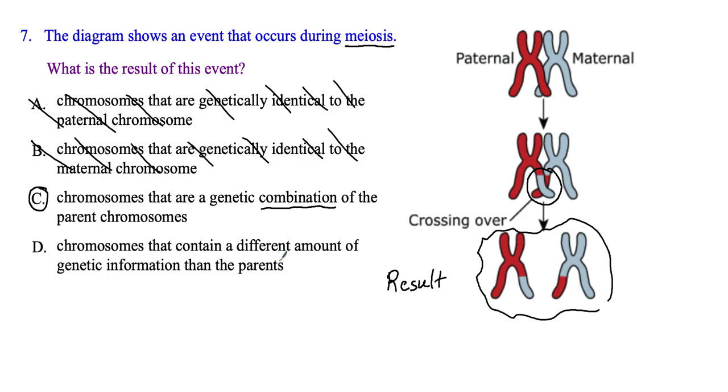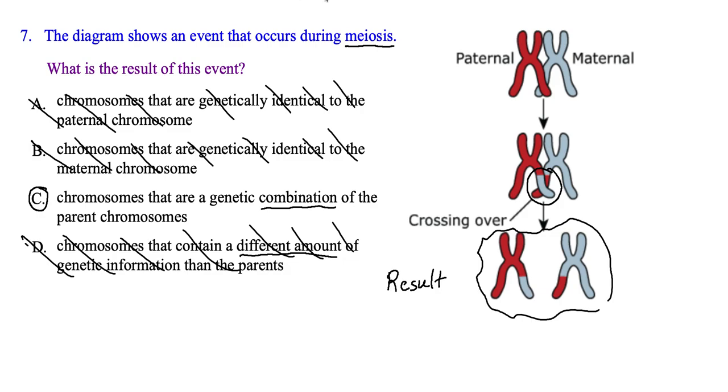Now, why is D not correct? It says the chromosomes contain a different amount. There's not a different amount. There's the same amount of genetic material. The chromosomes are the same size. So there aren't different amounts of genetic information. There's just a combining of them. So that's why D is incorrect.